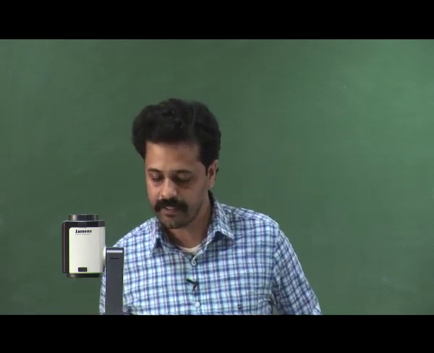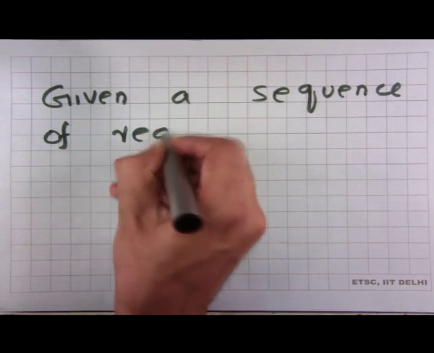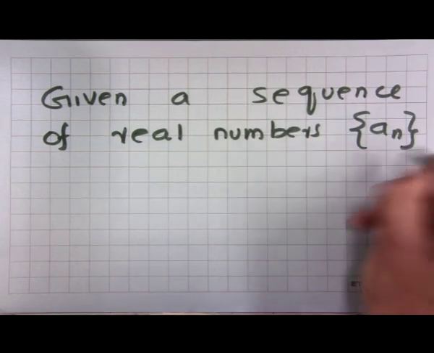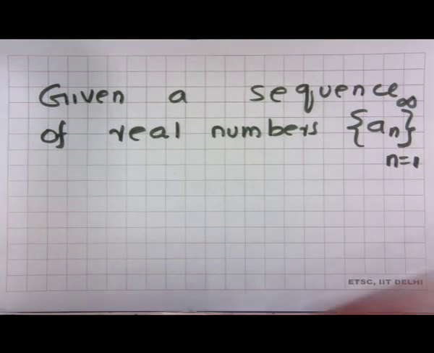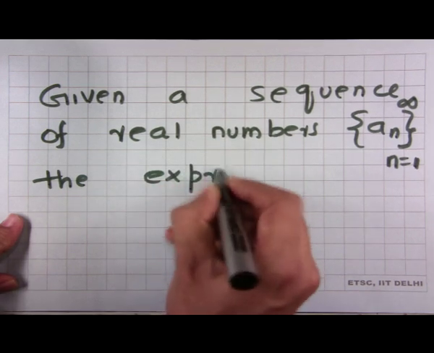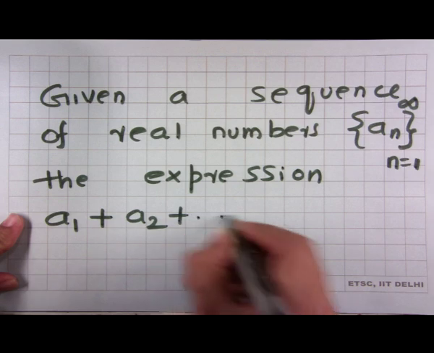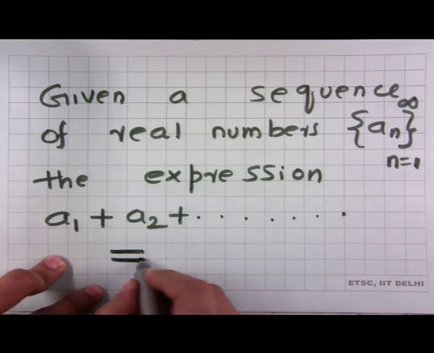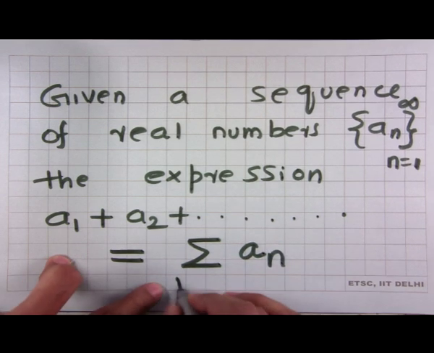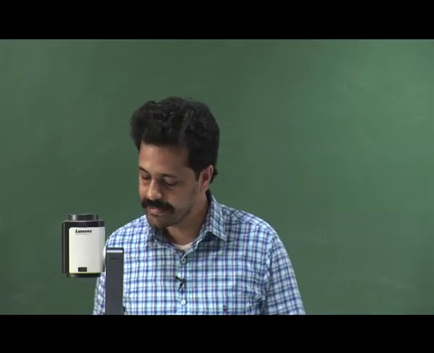Given a sequence of real numbers, a_n, n equal to 1 to infinity, the expression a1 plus a2 plus etc., which can be written for brevity using summation notation as sum n equal to 1 to infinity a_n, is called a series.